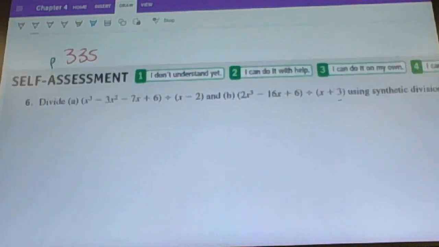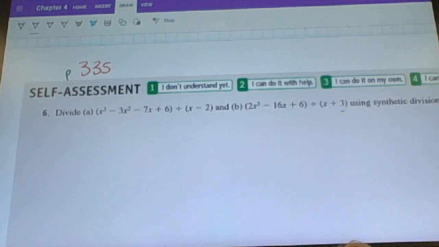All right, guys, let's try two more. Page 335, 6A and B. Here we go. I'm going to do one more, and then you guys can take off with letter B. See if you get it right.